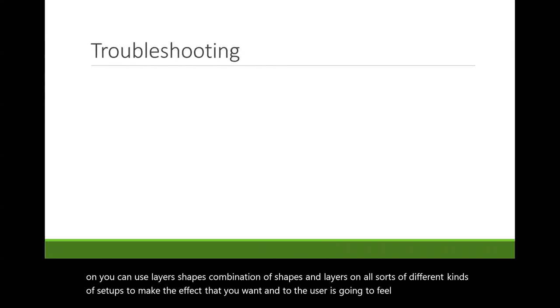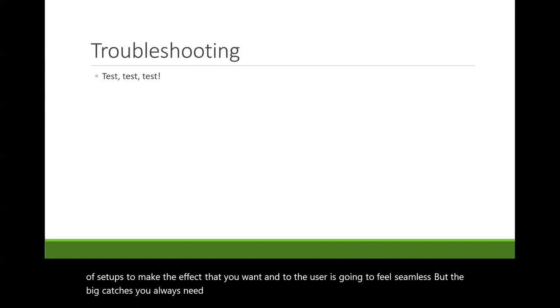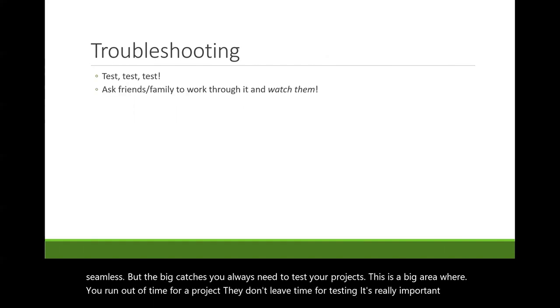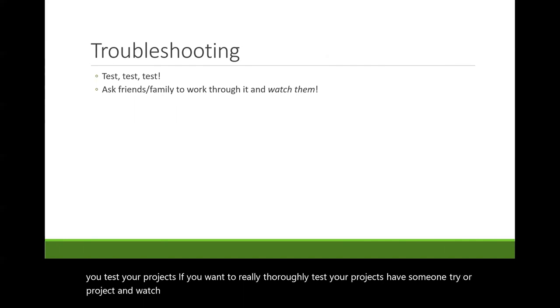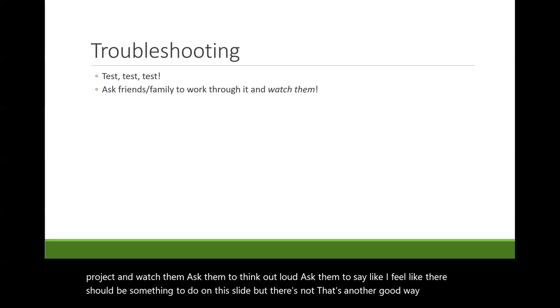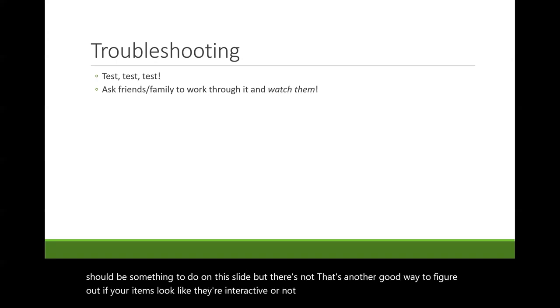But the big catch is you always need to test your projects. This is a big area where you run out of time for a project and you don't leave time for testing. It's really important that you test your projects. If you want to really thoroughly test, have someone try a project and watch them. Ask them to think out loud. Ask them to say, "Oh, I feel like there should be something to do on this slide, but there's not." That's another good way to figure out if your items look like they're interactive or not, like buttons or not. Ask them to work through it, watch them, keep on testing, test it yourself.